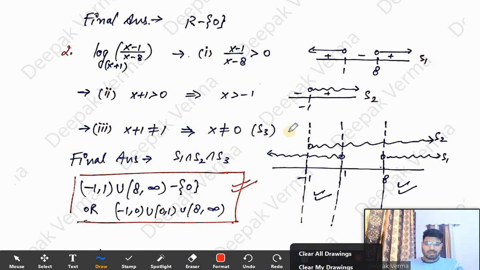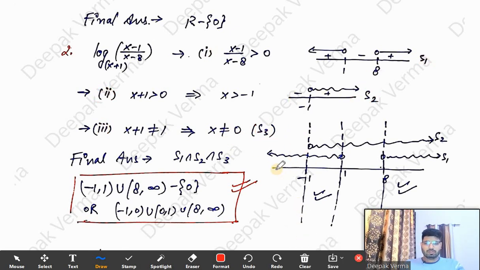Got it? To have more clarity, we can plot these solutions on a common number line. Then S1 is what? Less than 1 and greater than 8. S2 is what? Greater than minus 1. S3 is what? Not equal to 0. Okay. Now take the intersection. Intersection part is what?